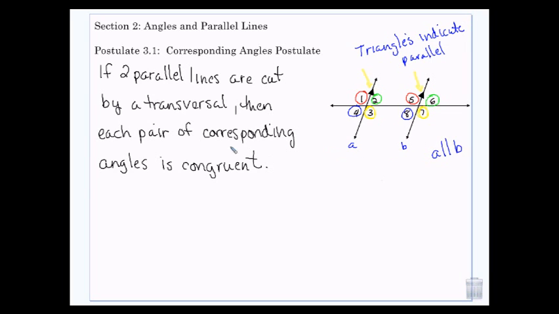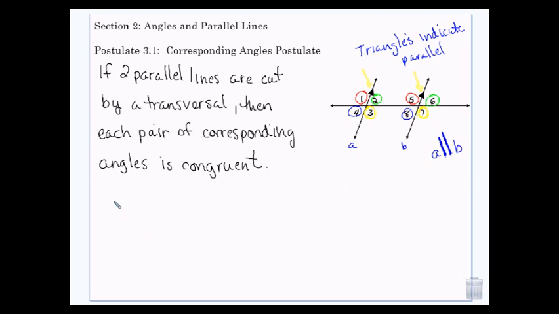So what the corresponding angle postulate tells us. You said all three? No, A. This means parallel. The double line here is the symbol for parallel. I could see how you might think that said all B though.